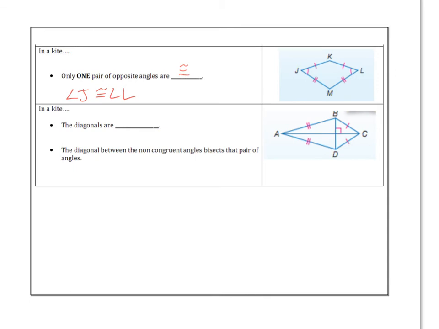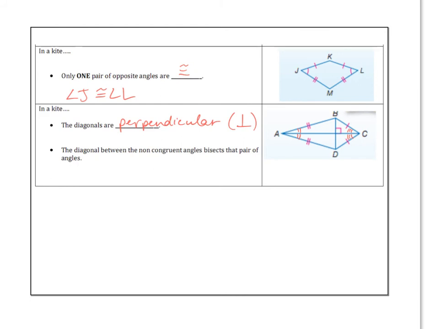The diagonals are perpendicular. Notice how they meet at 90 degrees. Perpendicular, or in other words, upside down T. The diagonal between the non-congruent angles bisects that pair of angles. Okay, so one pair of angles gets bisected. Angle A gets cut in half, and angle C gets cut in half, but not B and D. Those do not get bisected. So one pair of angles gets bisected.